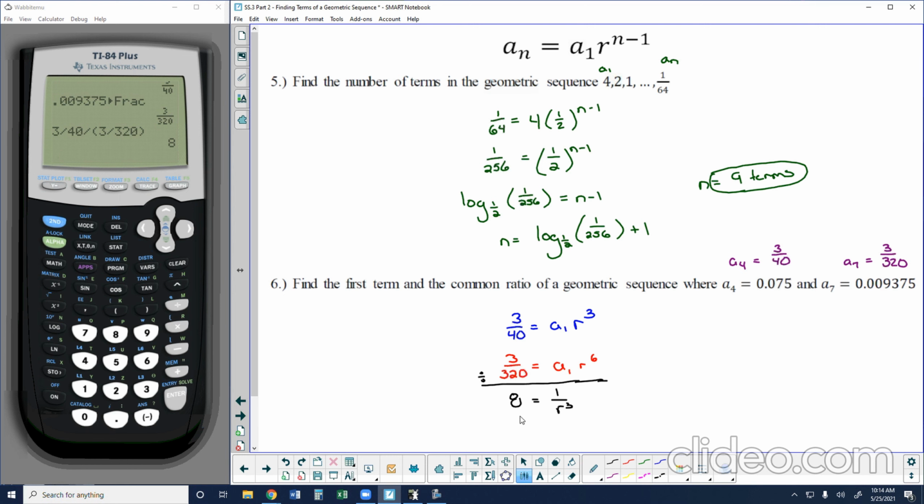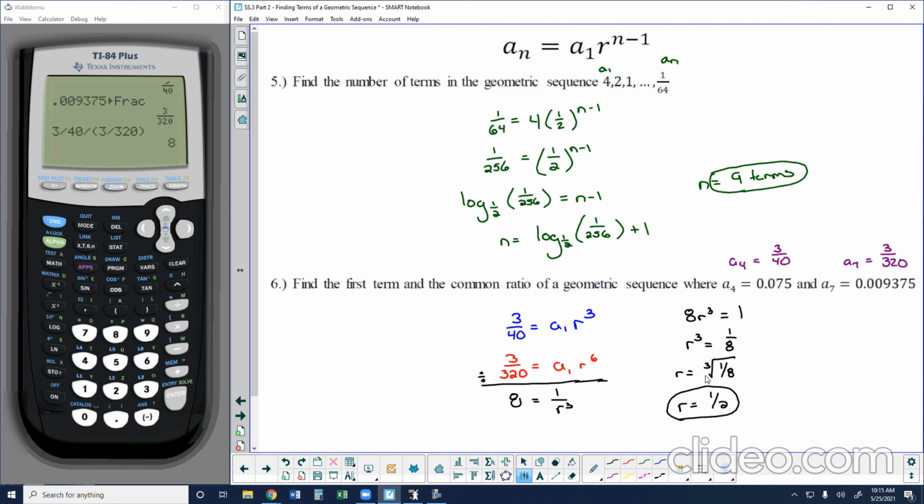Now I need to get the r cubed out of the denominator, so I'm going to multiply both sides by r cubed. So 8r cubed is equal to 1. Then I can divide by 8. R cubed is equal to 1 over 8. And then I can take the cube root of both sides. The cube root of 1 is 1. The cube root of 8 is 2. So we see some old solving techniques here, and the common ratio is going to be 1/2.